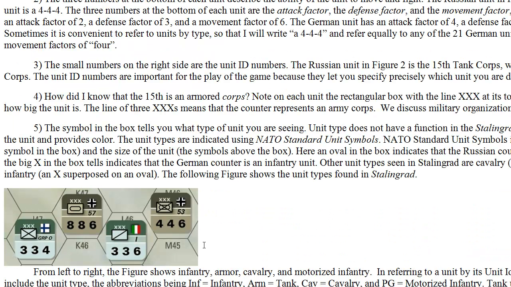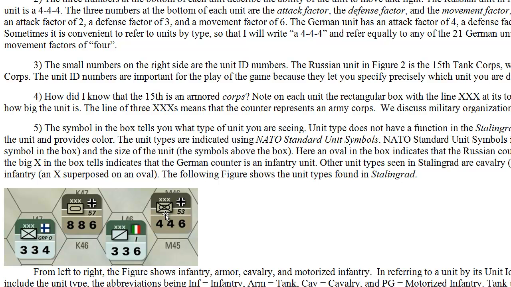Okay, we're going to display this again, and we are displaying the different types of units. So here's infantry with an X. Here is armor, the ellipse. Here is cavalry with a slash. And the superposed infantry and cavalry is armored infantry. The German is Panzergrenadier. So you have different types of units, and they have abbreviations.